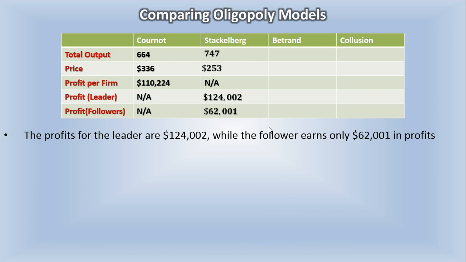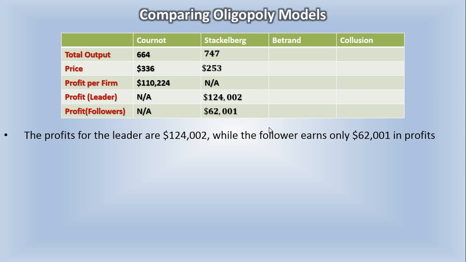The profits of the leader are $124,000, which is higher than the profit that each firm in the Cournot setting makes. And the follower's profits are going to be $62,000 roughly, which is definitely significantly less than the Cournot setting. So we see that profits are hurt for the follower, but the leader does wind up profiting quite a bit just from having that first mover advantage.